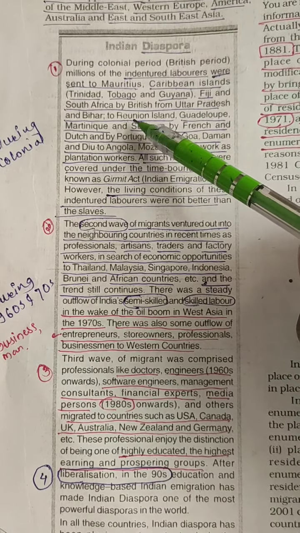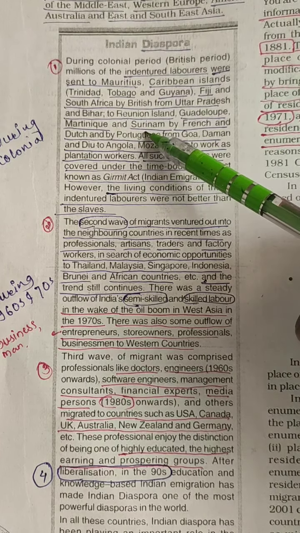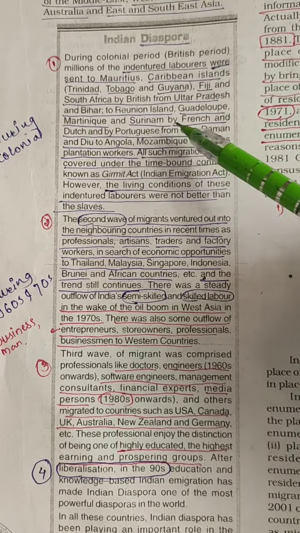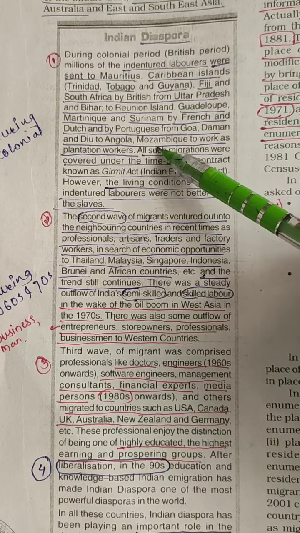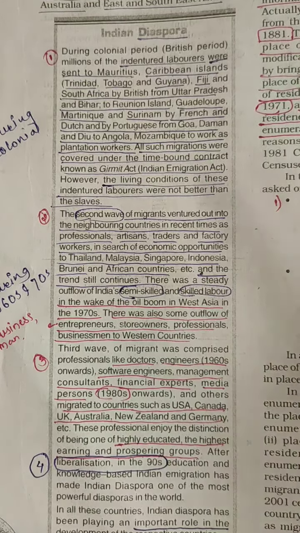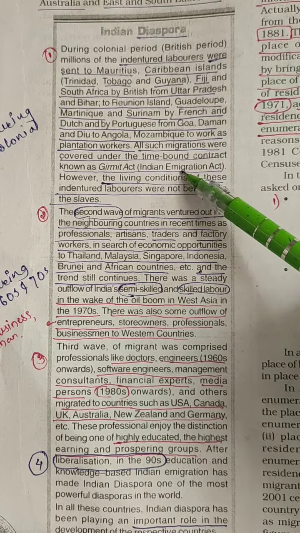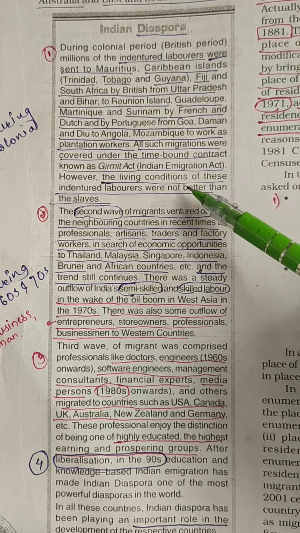Then some others were also sent to Reunion Island, then Guadeloupe, then Martinique, Suriname by the French and Dutch, and by the Portuguese they were taken from Goa, Daman and Diu and sent to Angola, Mozambique to work on plantation farms. So such kind of migration was done under the Indian Immigration Act. You have studied this in class 7th and 8th also.